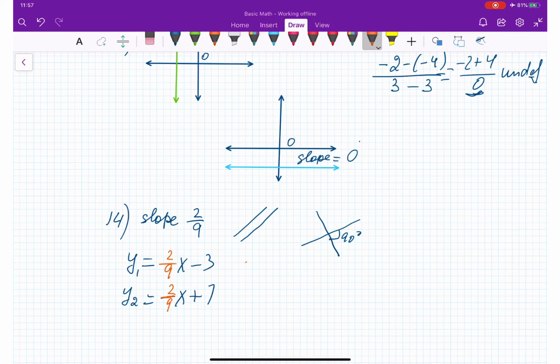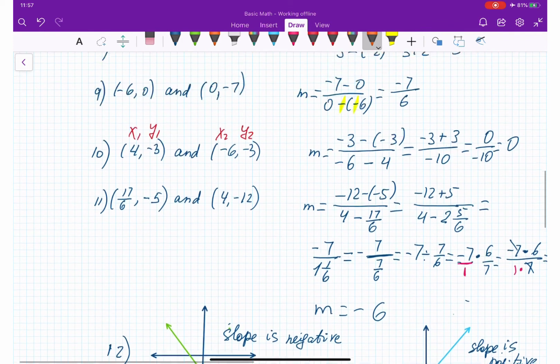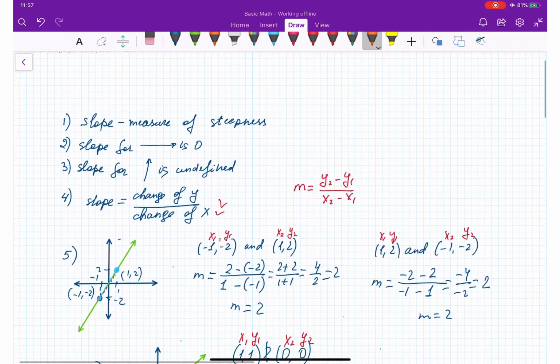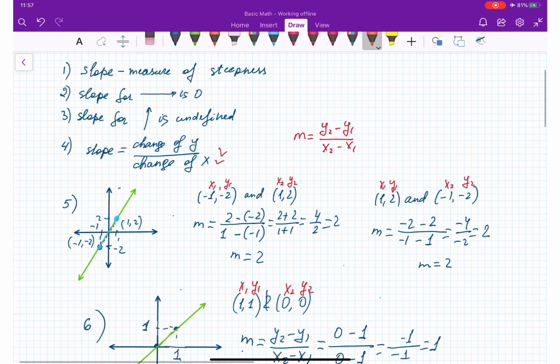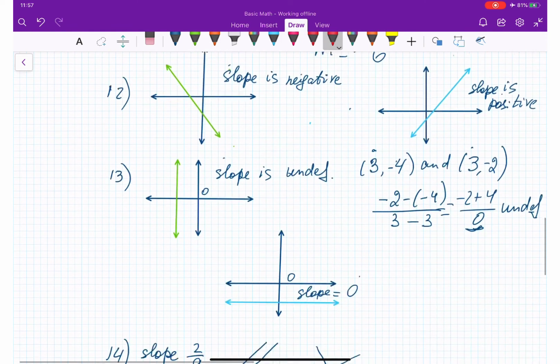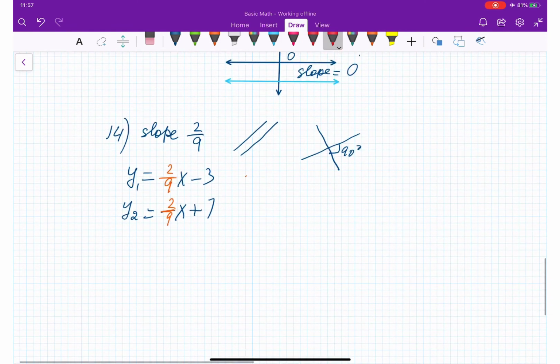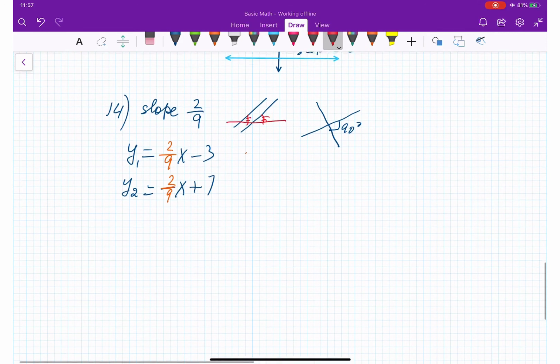Because what is slope? At the very beginning, remember in question number 1, we said that slope is a measure of steepness. So both of them are running under the same angle. As long as both graphs are running under the same angle, here is this angle and this angle, they are equal. So that means the graphs are parallel.